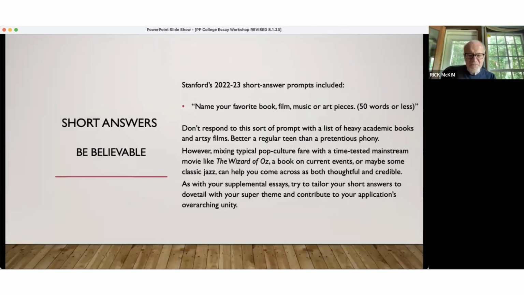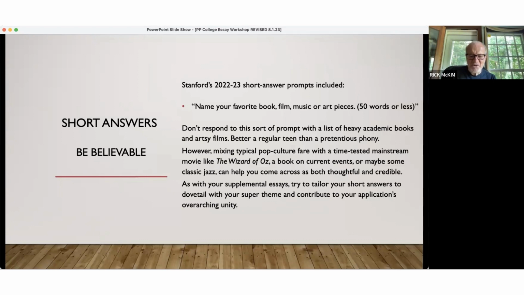Short answers. Name your favorite book, film, music, or art pieces. Now, you don't want to respond to this kind of thing with a list of academic books and artsy films. Better a regular teen than a pretentious phony. You don't want to try too hard to come across as some sort of intellectual or something you're not. However, if you mix typical pop culture fare, your favorite hip hop records, whatever, with a timeless movie like The Wizard of Oz or a book on current affairs, or maybe some classic jazz, a mix like that can help you come across as both thoughtful and credible, because it's credible that someone in their late teens would drop a list like this.